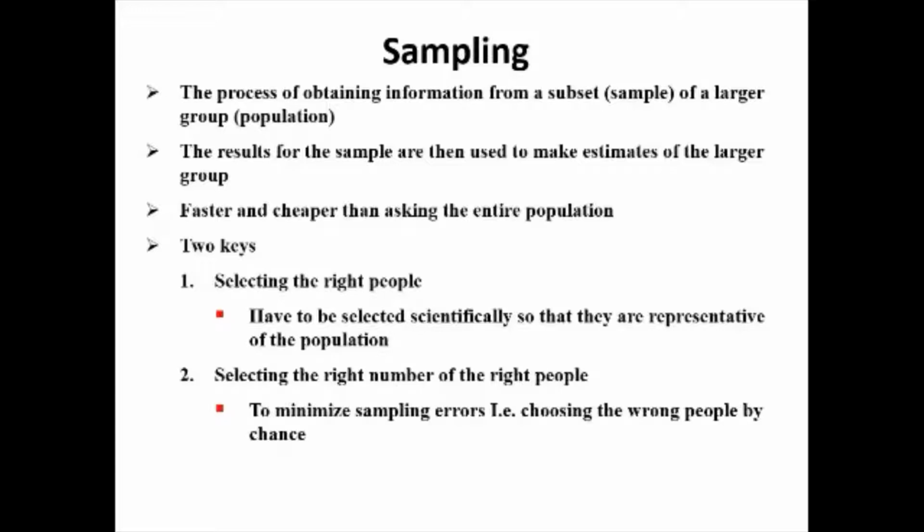See, next, the second important point is selecting the right number of the right people. So here the first thing is to select the right people, and then how to select the right number. Sample means it does not mean selecting a number randomly. The sample size also should be decided in a scientific way.